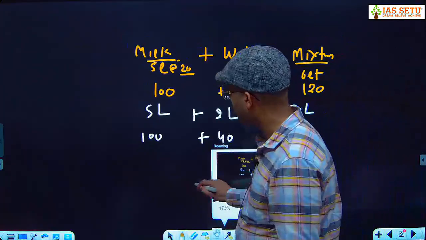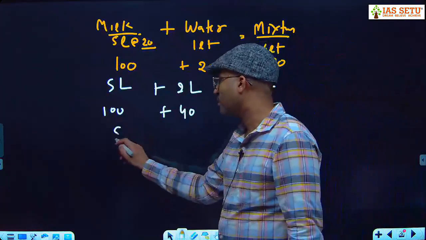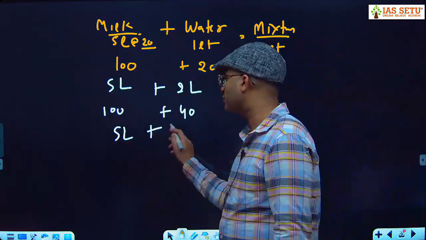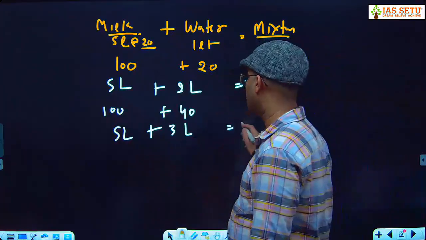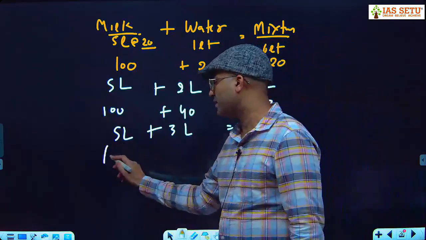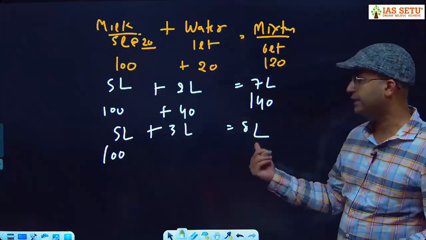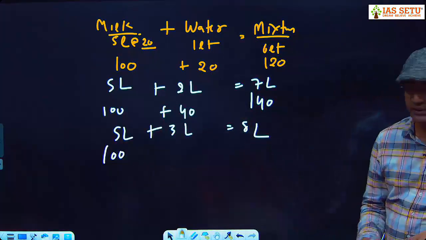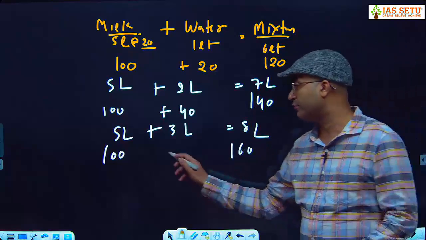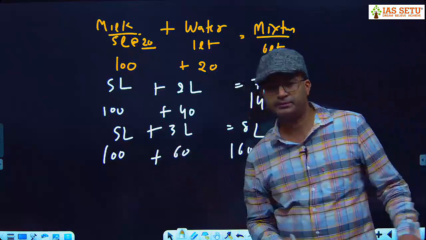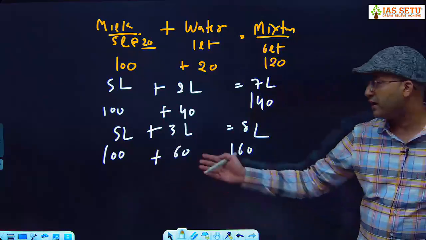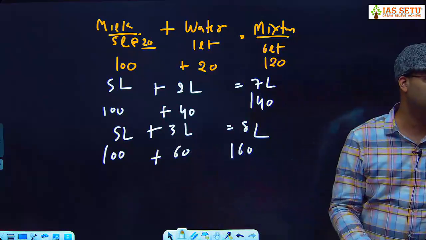After that, okay. 5 liter milk, 3 liter water. So total mixture 8 liter. My investment ₹100. 8 liter at the rate of 20, I get 160 return. So my profit in between 60 rupees. If I add more water, then you ask where is the milk in the mixture.